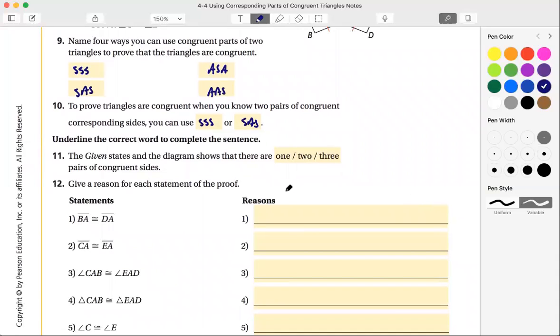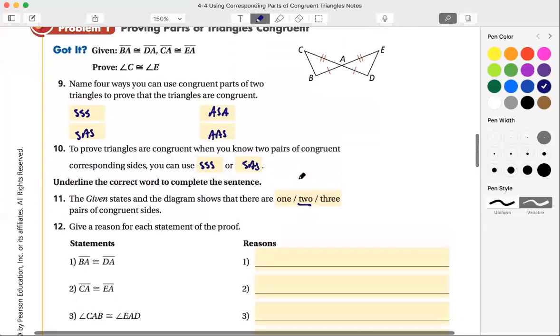So the given states, and the diagram shows that there are two pairs of congruent sides. And I'm thinking I'm going to add a very slight piece of information that these two angles are going to be congruent by vertical angles. Okay.